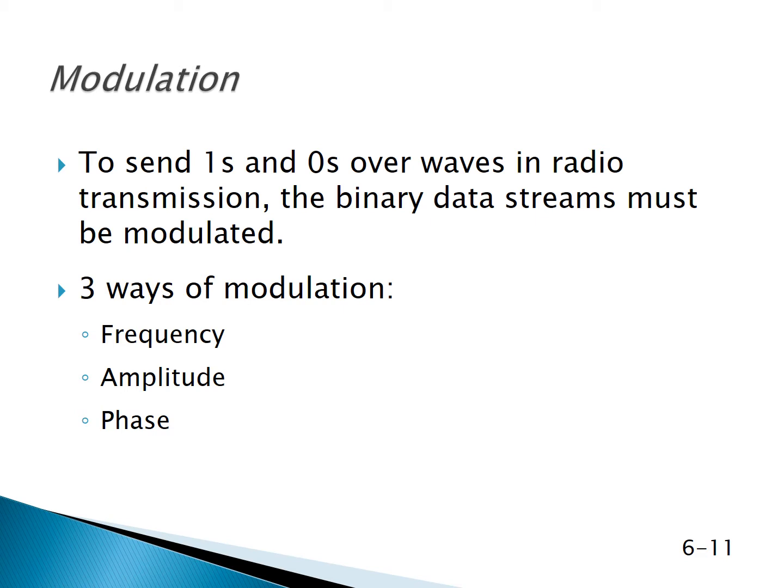So to send binary data over waves in radio transmission, the binary data streams must be modulated. That means they have to be converted from digital signals to the electromagnetic wave. So there are three ways of modulation. That is how we can encode this digital data into the electromagnetic waves. They can be done by frequency, the amplitude, and also the phase. So there are three main ways of modulation.